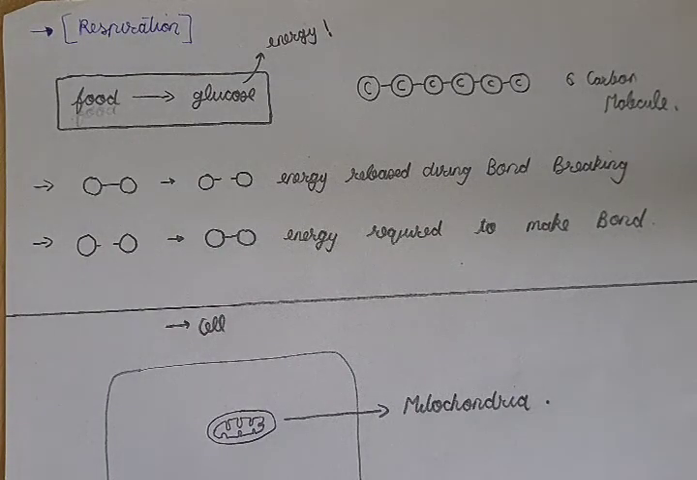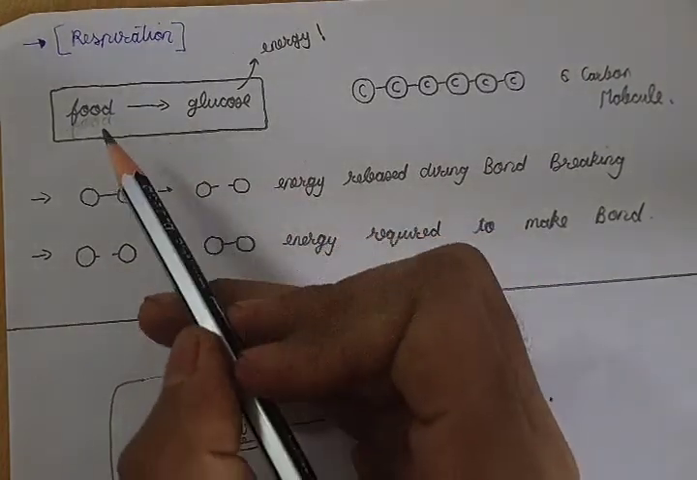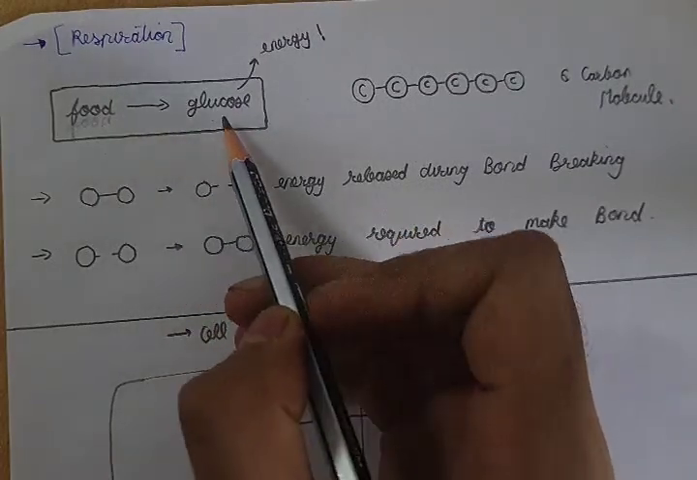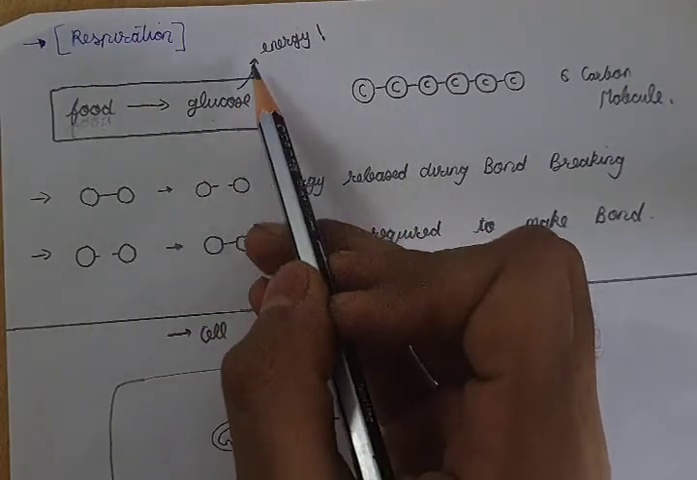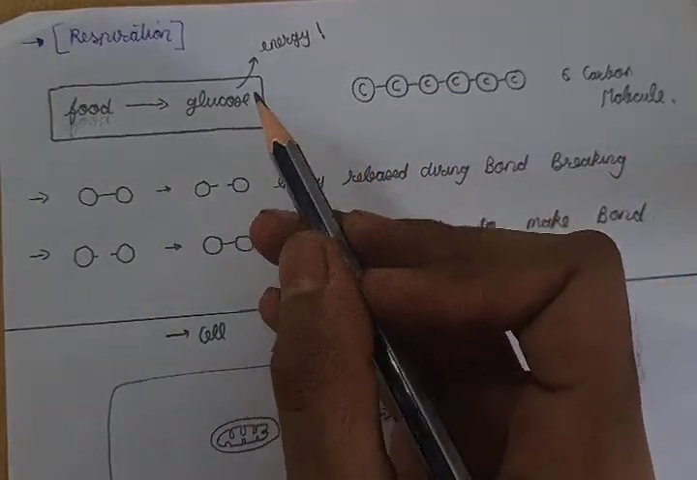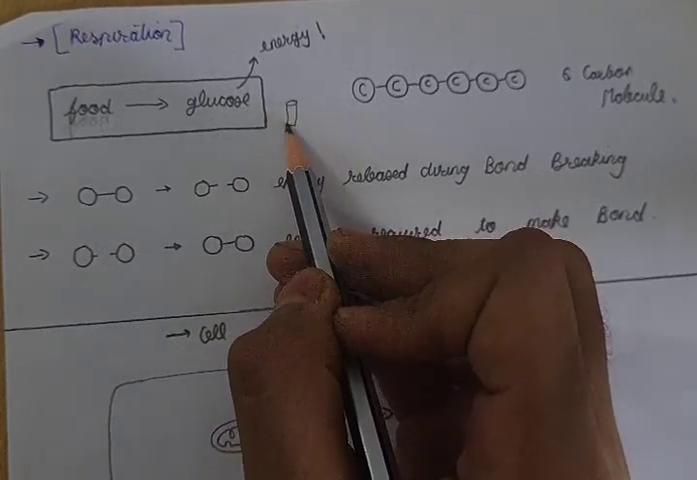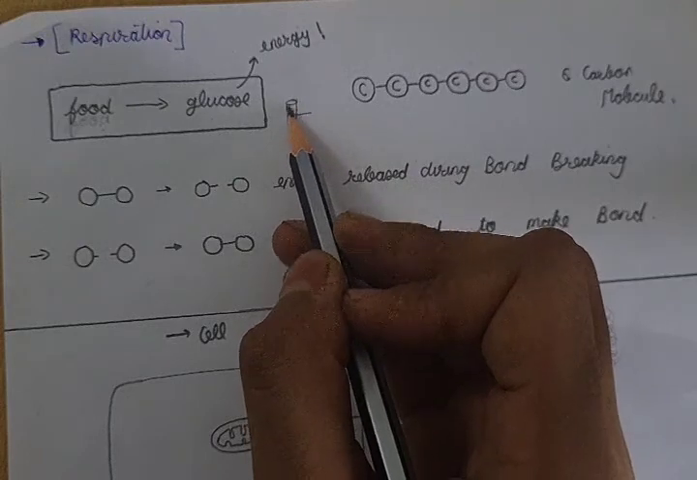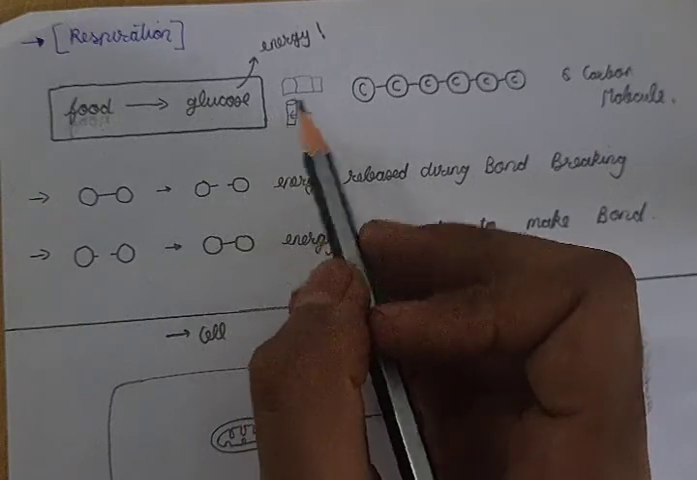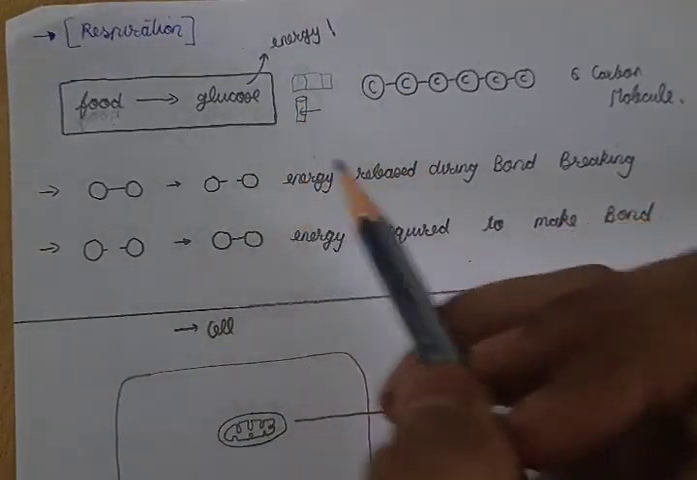So in this topic we are going to study how we derive energy. From the food we eat we get glucose, and from this glucose molecule we get energy. The food is digested, and from the digested food the glucose is absorbed in the blood vessel, and from this blood vessel the glucose goes to each and every cell of our body. So how do these cells get energy from this glucose, that we are going to study.